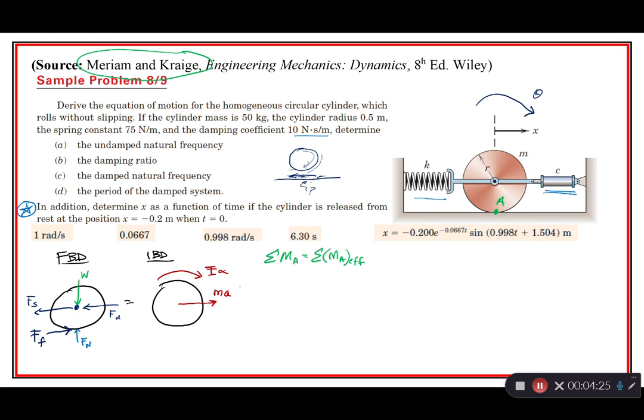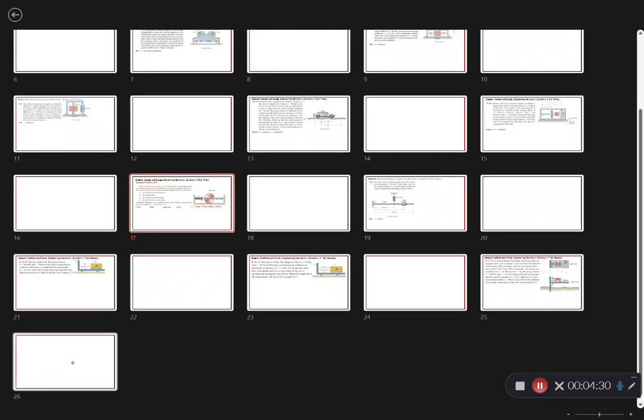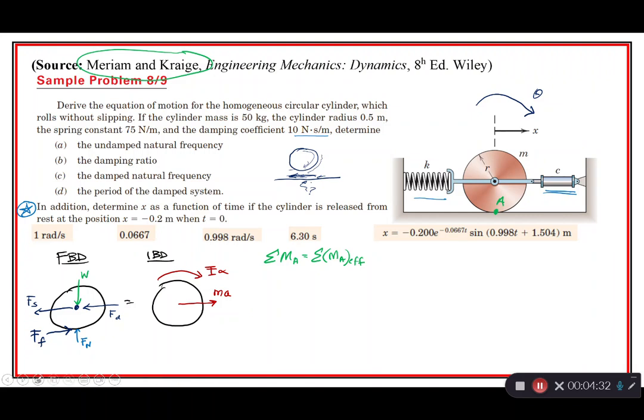Something we might need to know, good to know, we need I. Let's find I. It's a disk. About its center it is 1/2 m r squared. We can go ahead and put in values for some of these, I think is fine. So 50, and the radius of the thing is 0.5 squared.